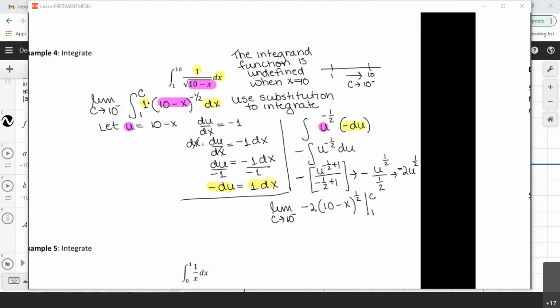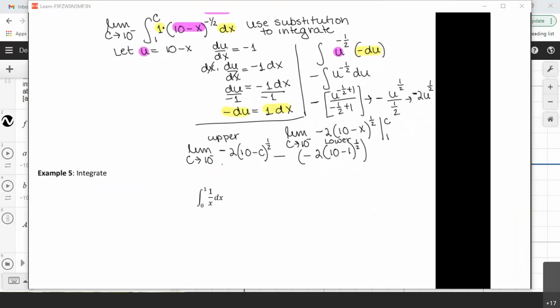Again, just rewriting it into pieces. I have the limit as c approaches 10 from the left of -2 times 10 minus c to the 1/2, minus -2 times 10 minus 1 to the 1/2. Here's my upper, and here's my lower. Everybody see the fundamental theorem here?